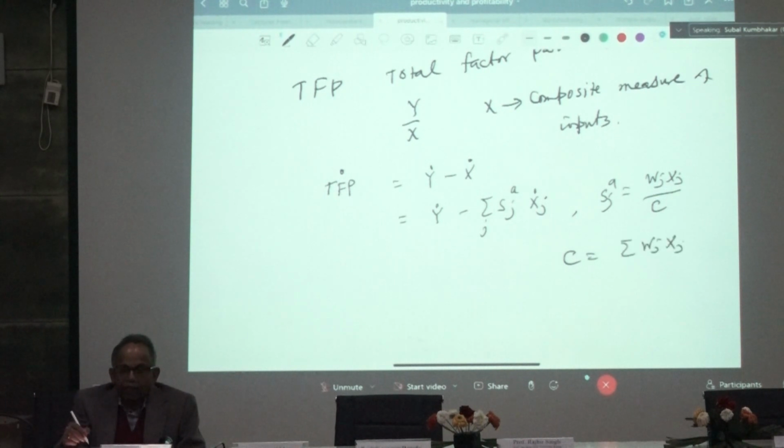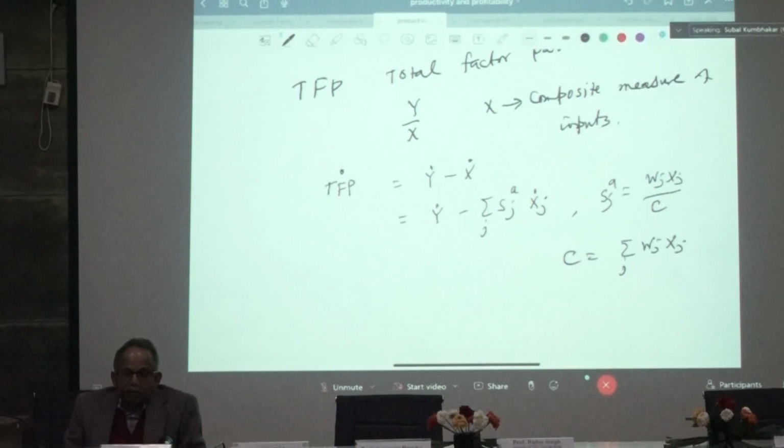Okay. So then again, the sum of the shares is going to be equal to 1. So this is a weighted average of the rate of change of all the inputs. This is the measure that is used in the literature, mostly academic literature. In non-academic settings, government statistics will rely mostly on labor productivity.